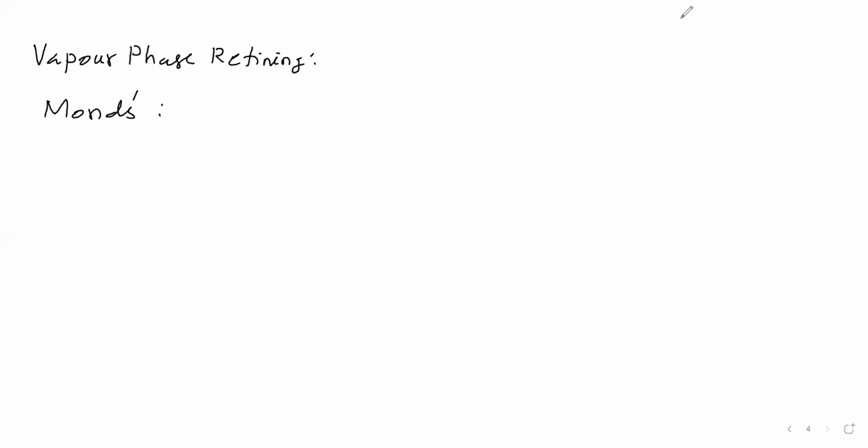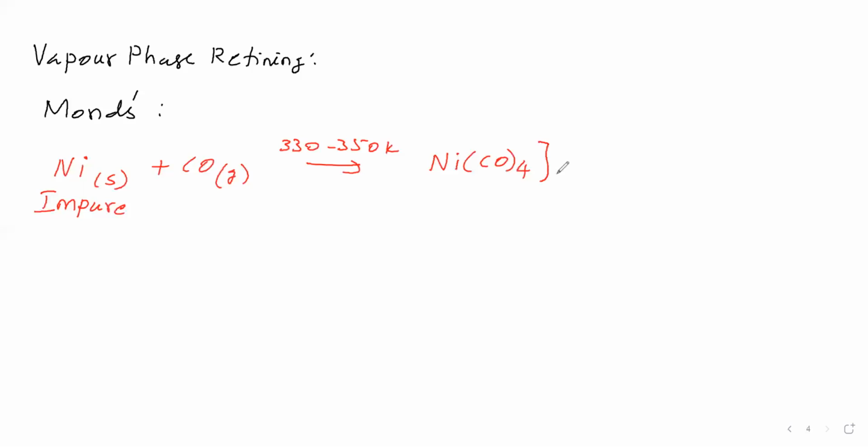Here we are taking impure nickel. It is treated with carbon monoxide gas at a temperature of 330 to 350 Kelvin. The nickel combines with carbon monoxide and becomes nickel tetracarbonyl, which is a vapor. The impurity does not react and is solid, so we can separate them. At this temperature it is stable.